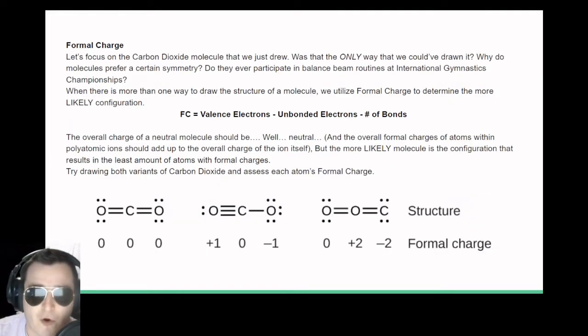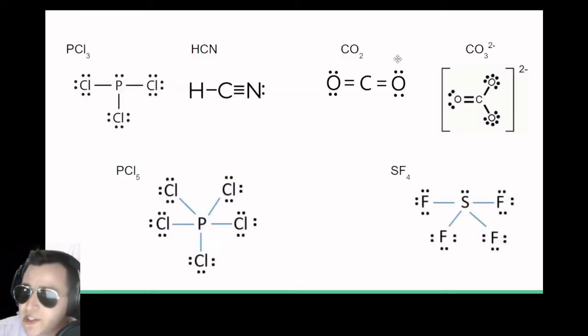First of which, formal charge, which is new. So I'm going to spend a little bit extra time talking about this. Formal charge is the explanation for why CO2 looks like this and not in either of the other two ways that you can think of. Some of your teachers might explain at the first level, oh, well, molecules like to be symmetrical. That is mostly true, but that's not the full explanation. Why do they like that? It's because of this concept known as formal charge.